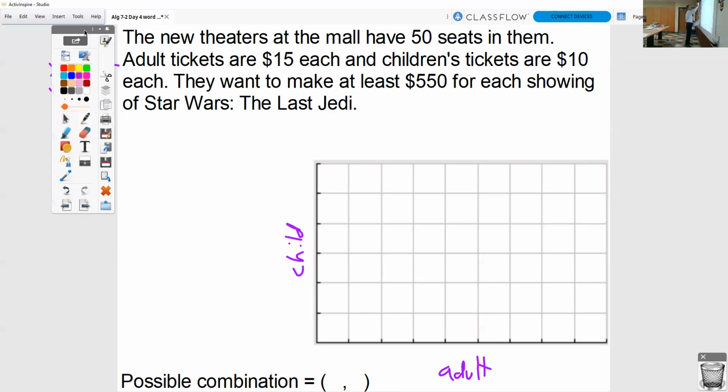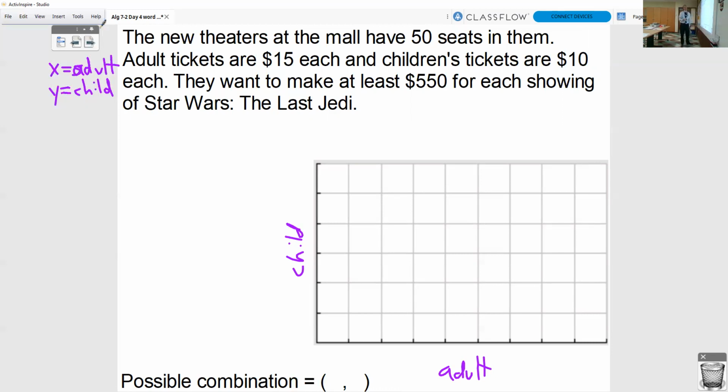So when I go to do this, we have the number of tickets and then we have money. There are 50 seats total in the theater. Well, how do they come up with those 50 people? Well, they take their adults, add them to the number of children, and you have 50 seats total. Could they have less than 50 people at the movie? Sure. Could they have more than 50 people at the movie? No. Could they have equal to 50? Yes. So it's less than or equal to.